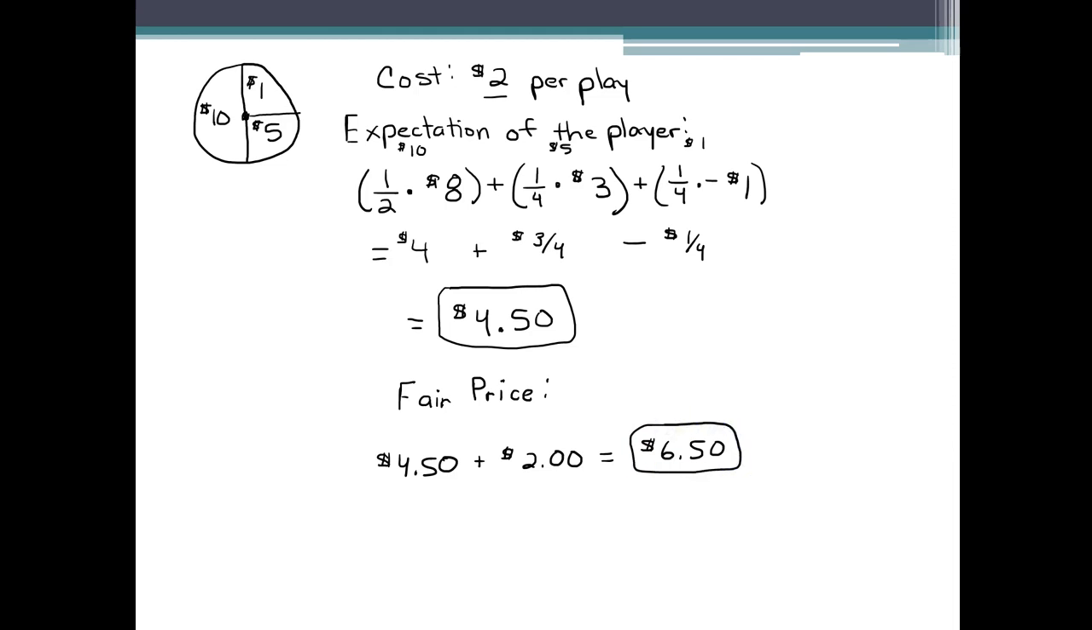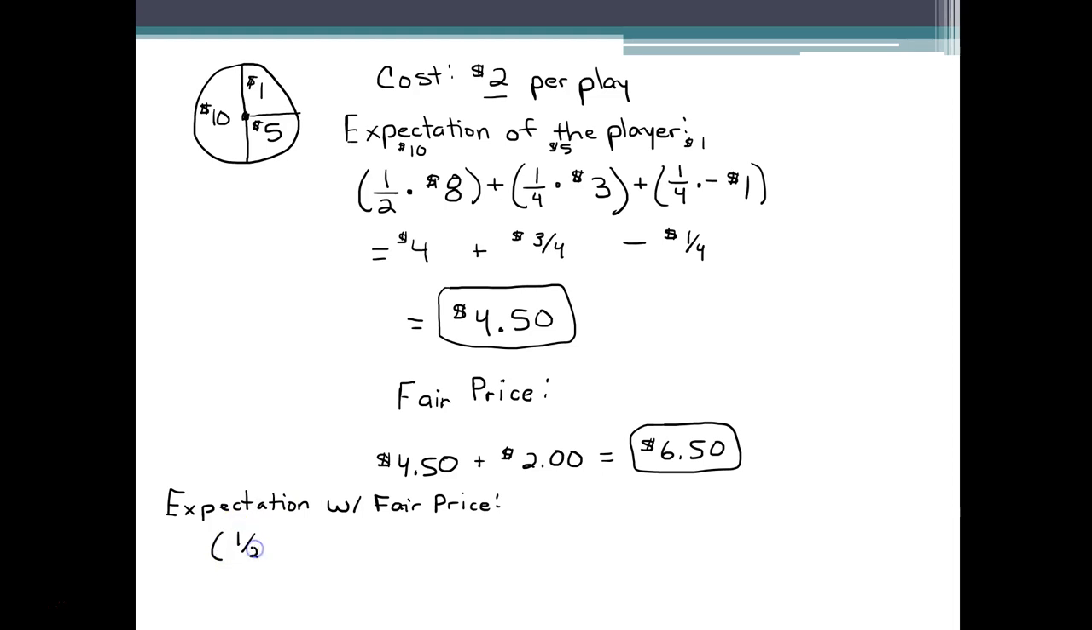Or for the person running the game, if they decided they didn't want to win or lose money running the game, they would say, well, let's charge $650 per play. And if they did that, watch what happens to the expectation. It's kind of neat to see what happens when you use your formula.